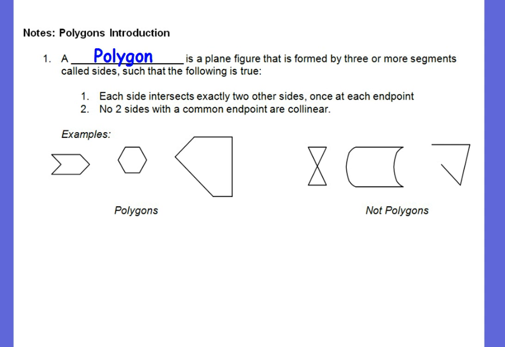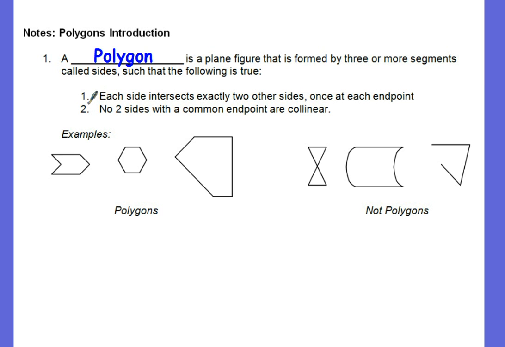All right, so we're starting a new chapter over polygons and quadrilaterals. So this first section here, there's a lot of vocab, so follow along with me, fill in the blanks in your notes. Let's first define what a polygon is. So it says a polygon is a plane figure that is formed by 3 or more segments called sides, such that the following is true.